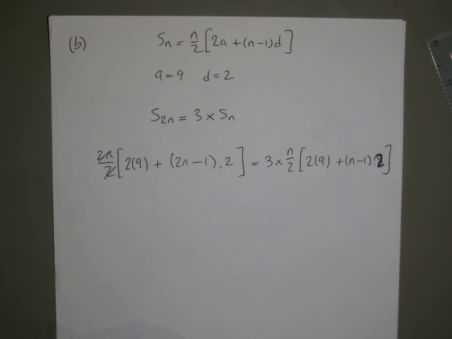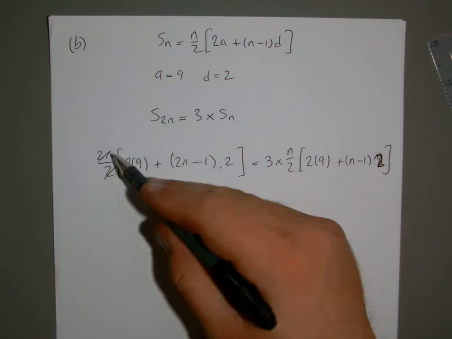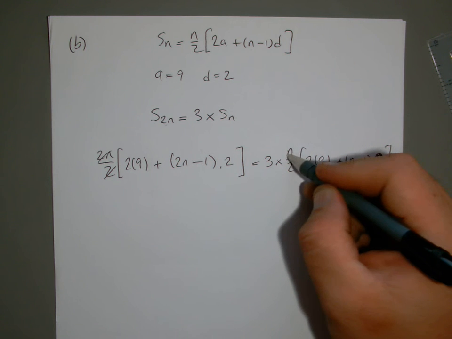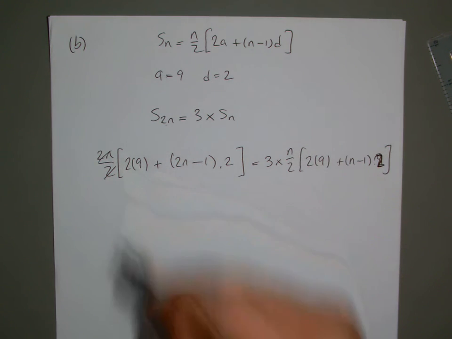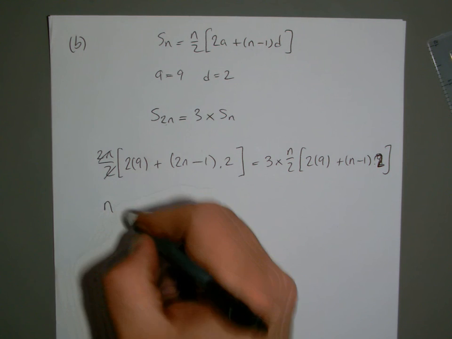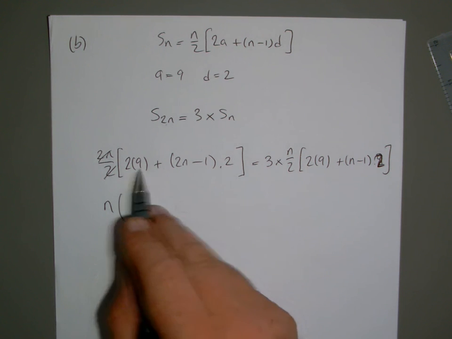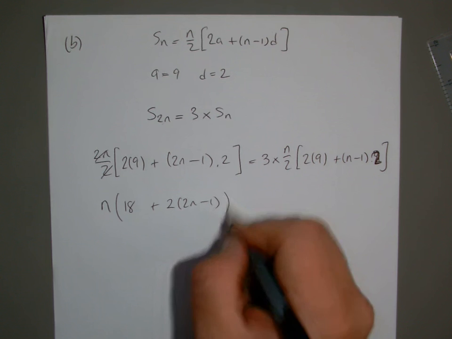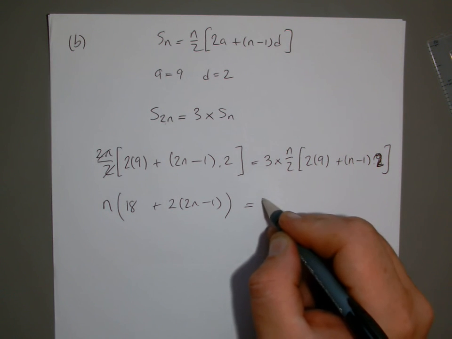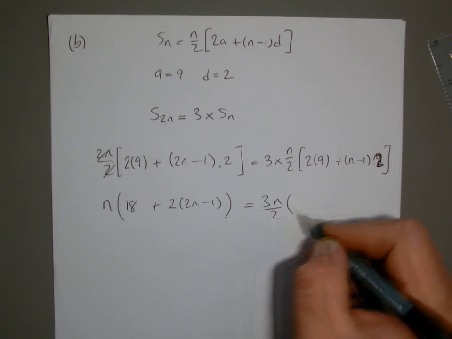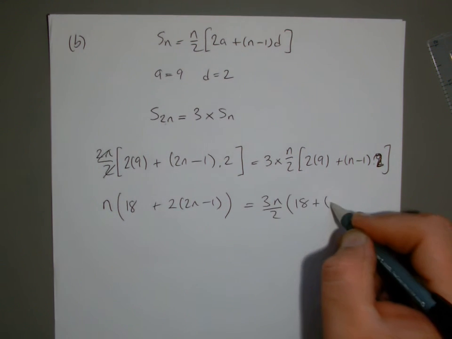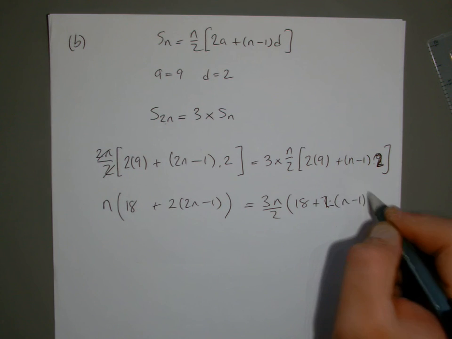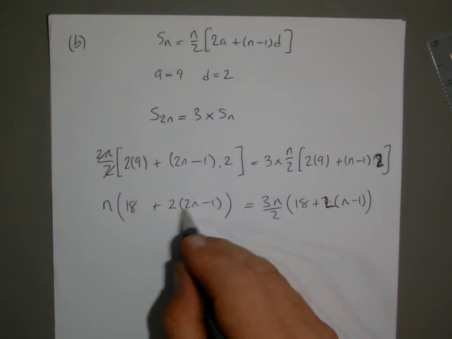What you might notice as well is that these n's will cancel both sides. There's an n on this side, n on that side. If you don't want to cancel now, we don't have to. You can cancel it later, but that will happen. So here I've got 18 plus 2 times 2n minus 1. Here then I've got 3n over 2, and in the bracket you've got 18 plus 2 at the front, and that'll be n minus 1. So slightly different, isn't it? You've got n minus 1 here, 2n minus 1 here.